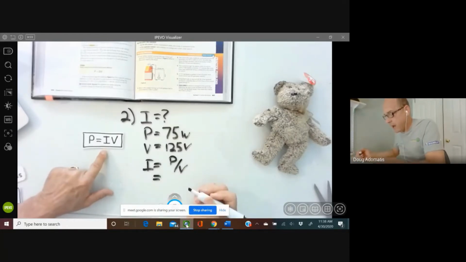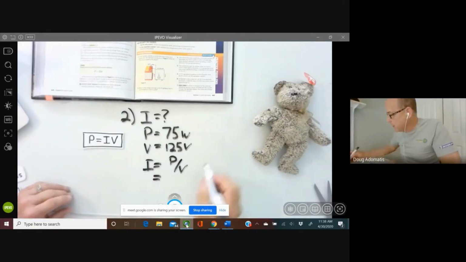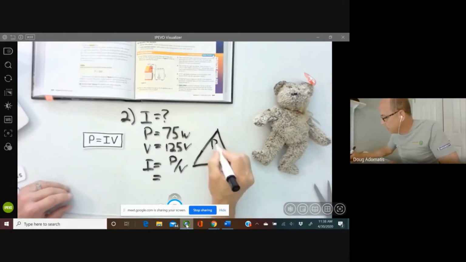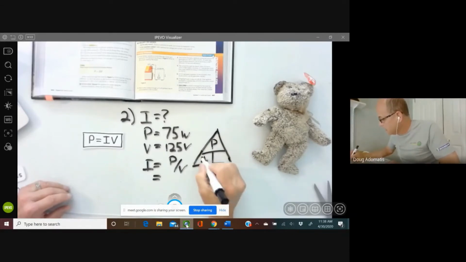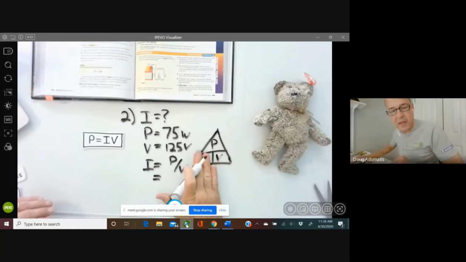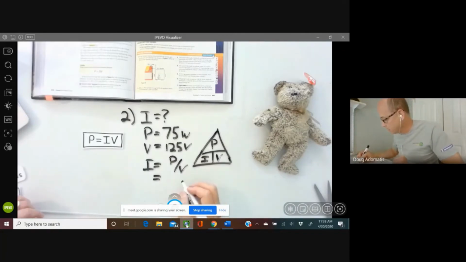If you know any 2 of these, you should be able to find out the third, right? And here's a gimmick, I do this for my freshmen all the time. P is I times V, right? So we don't know what the I is, so you cover up the I, and it's P divided by V. See how slick that works? That might be something you want to write down in your notes, okay?